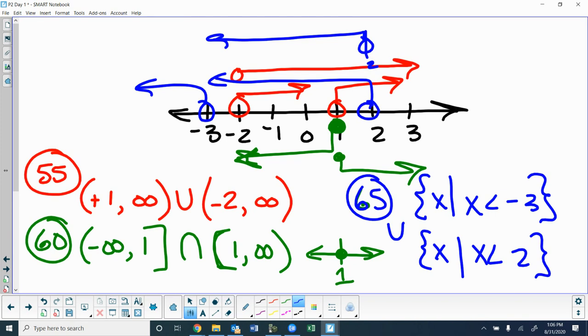95 is 3x plus 6. 100 was 4a minus 2. 105 was 21a plus 6. Any questions on any of that?